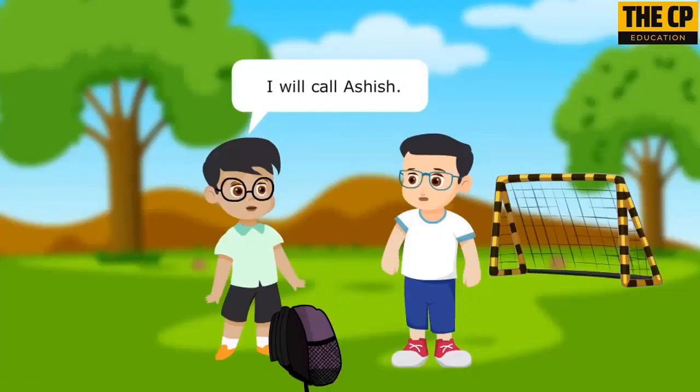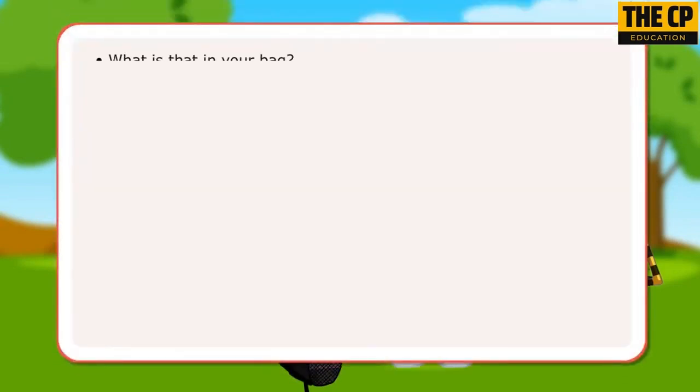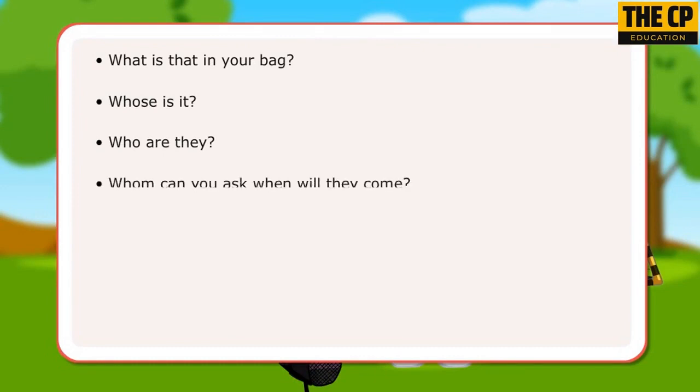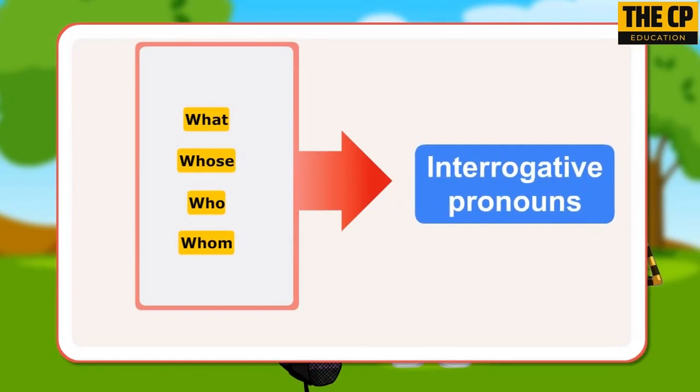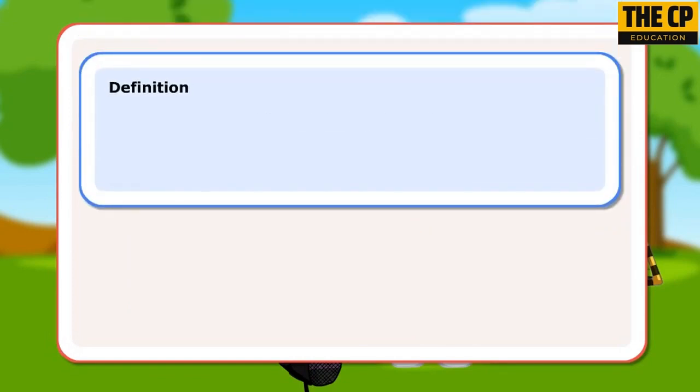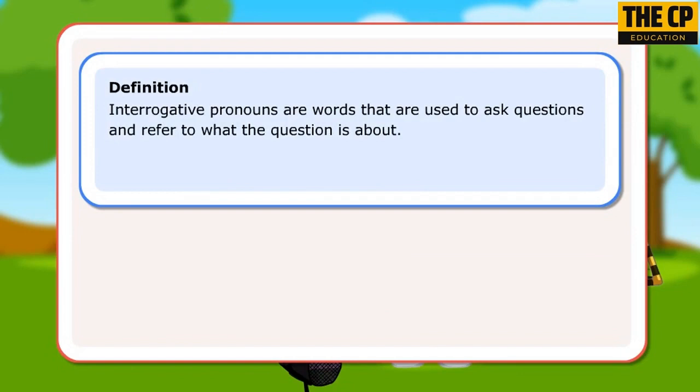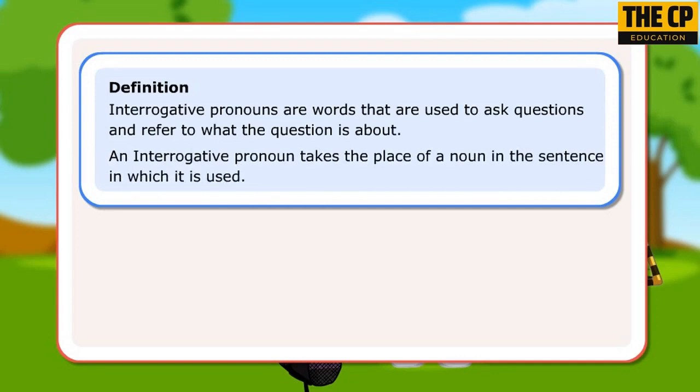I will call Ashish. In the conversation, Raman is asking Varun a number of questions using interrogative pronouns. The words what, whose, who, and whom are examples of interrogative pronouns. Definition: interrogative pronouns are words that are used to ask questions and refer to what the question is about. An interrogative pronoun takes the place of a noun in the sentence in which it is used.